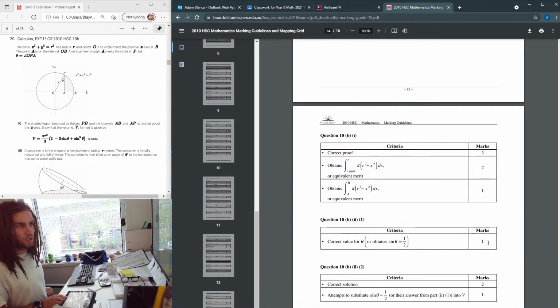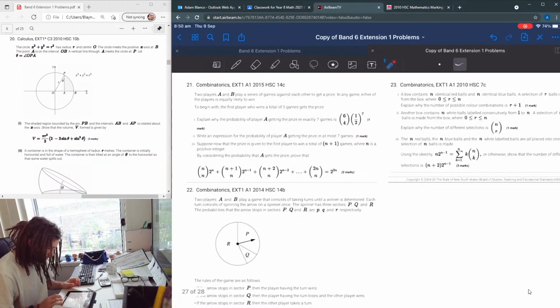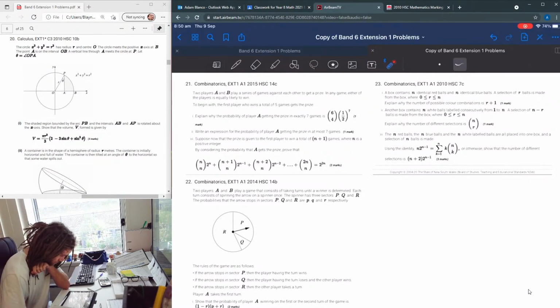All right, I think we've rambled about this question long enough. We've only got these 3 questions left, and then we're done. And we've answered every Band 6 question ever asked in Extension 1, even though that was advanced. So that was a Band 6 advanced question. And have a look, they're all combinatorics. Ah, my favorite. Not.